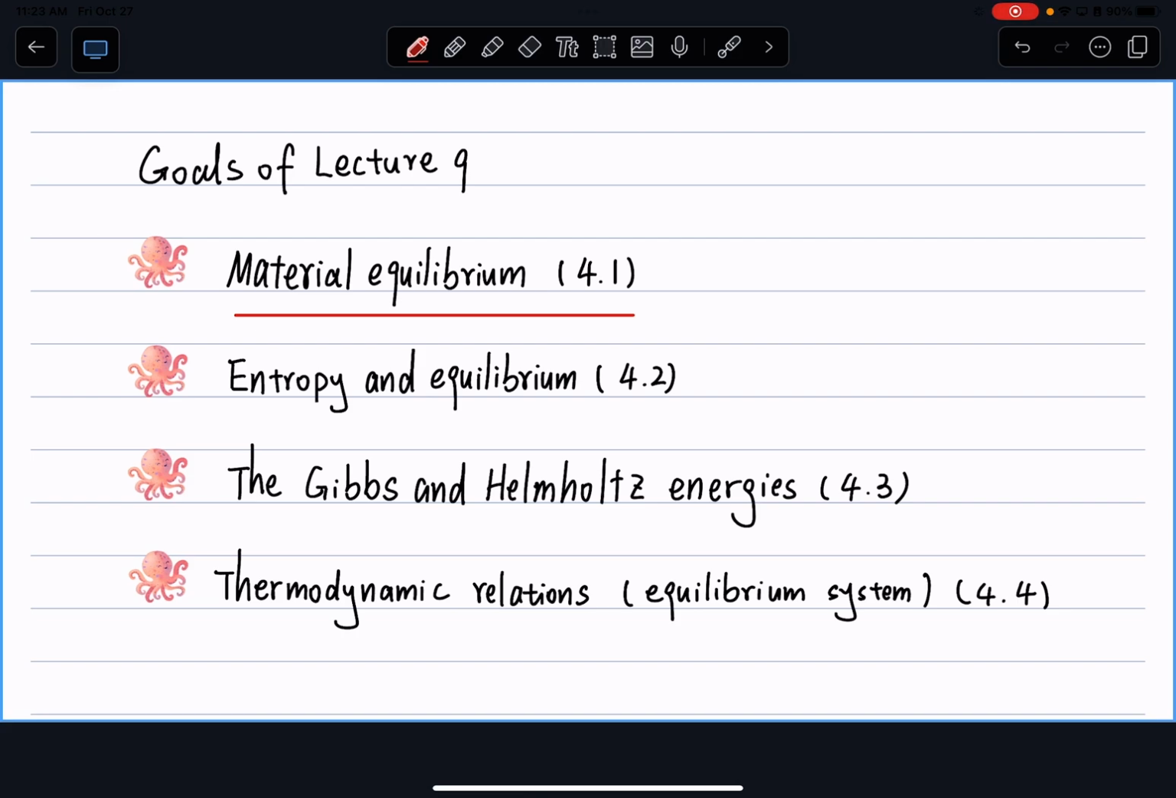So before we jump in to talk about chemical reactions, let's refresh our memory a little bit on material equilibrium and also how your entropy relates to equilibrium for an irreversible process. And then we're ready to define our Gibbs and Helmholtz energy, free energies for reactions. And then we'll talk about thermodynamic relations. This lecture note is especially long. It has 21 pages. I actually think I need at least 2 lectures to go over this. So let's get started.